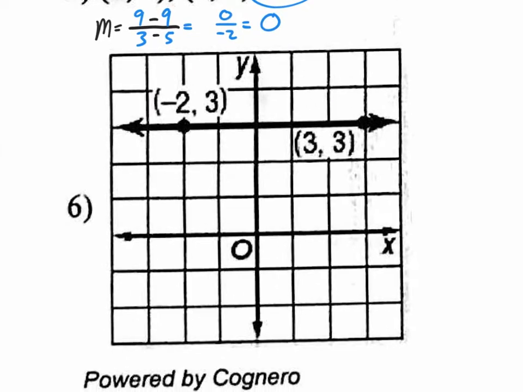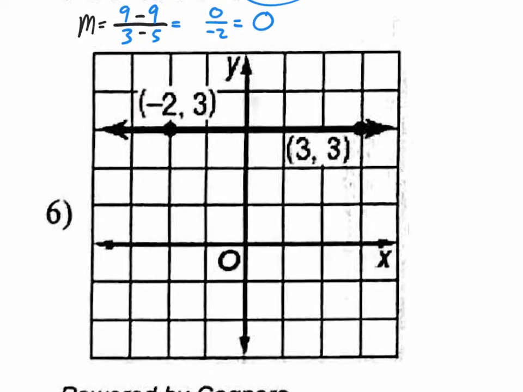Number 6, what's your slope? Now you could, if you wanted to, label your x1, y1, x2, y2 and use a formula, but that would be a total waste of time because you could clearly see the line and you know the steepness of this line. How steep is this line? It's 0, right? Like the slope is 0. That's it. You're done. Move on.